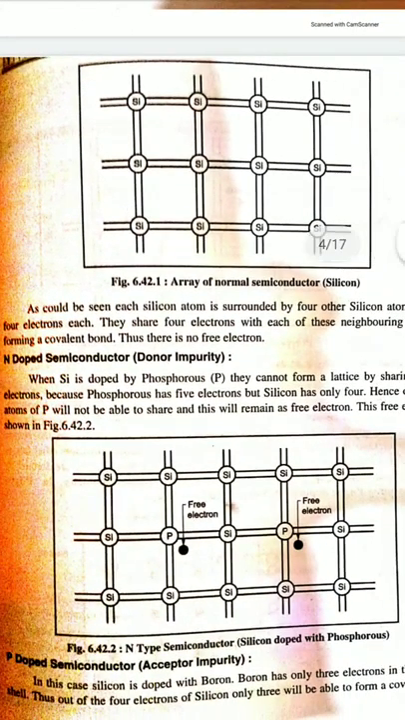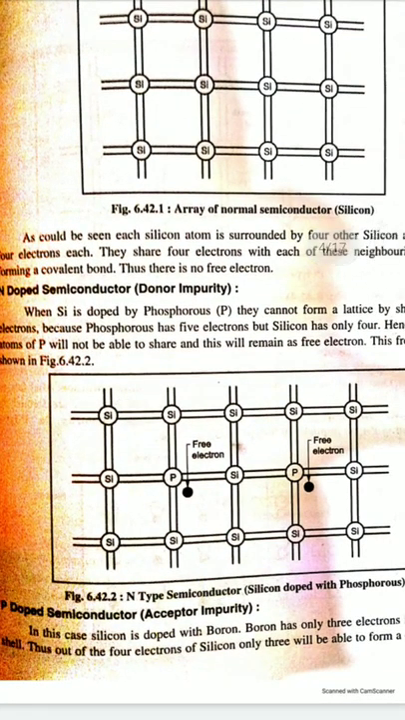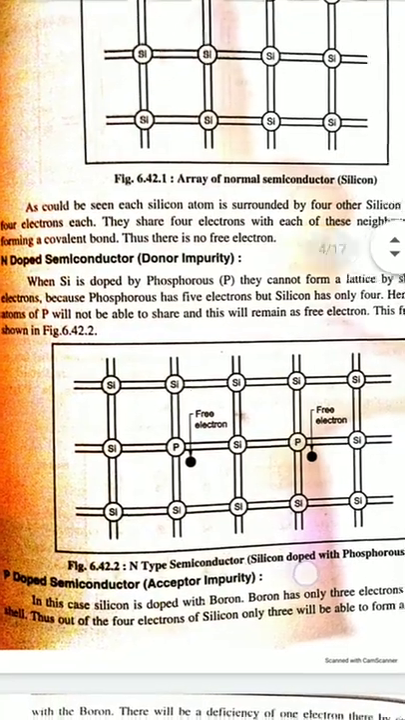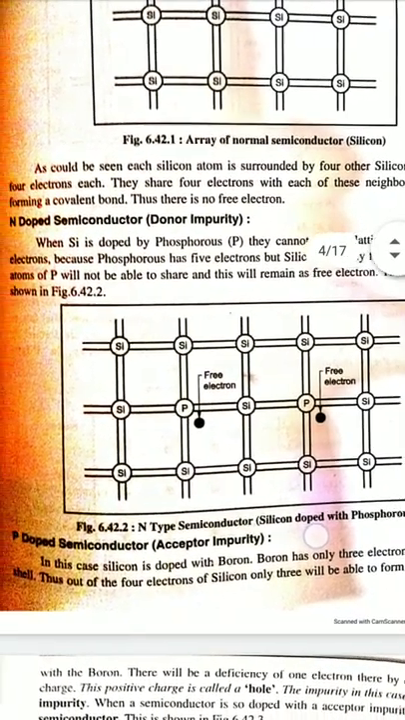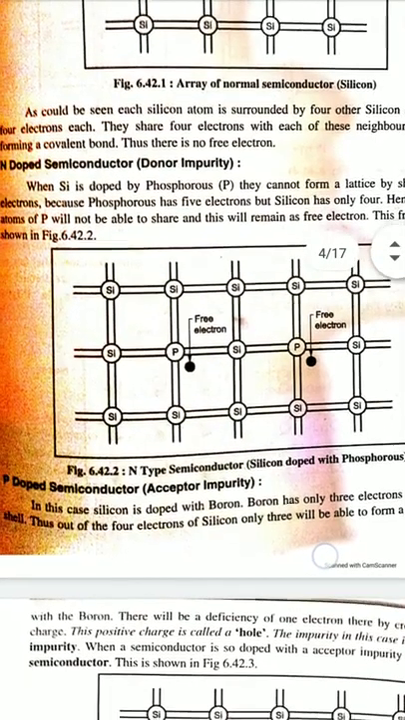The n type semiconductor has the property of a donor impurity. When silicon is doped with phosphorus, the outer shell of silicon has 4 electrons, but phosphorus has 5 electrons. So the remaining 1 electron is a free electron in this n type semiconductor, or donor type of impurity. It is called an n type semiconductor, having one free electron which can be freely available.